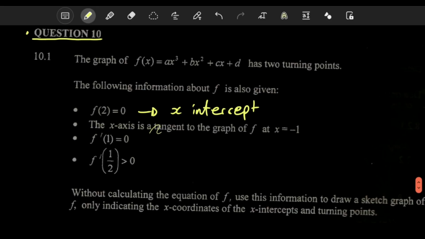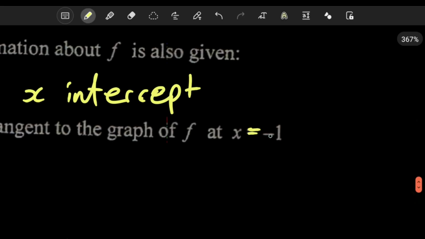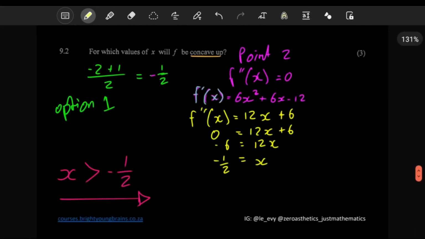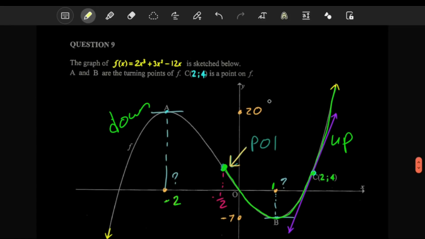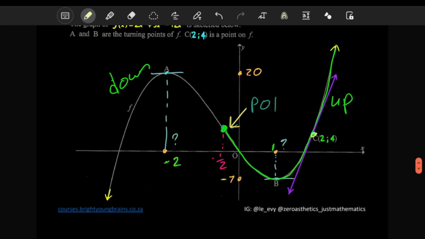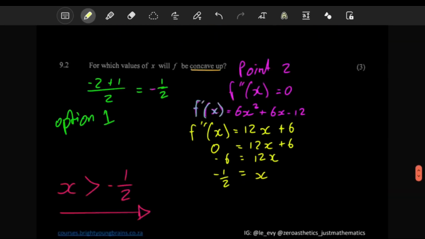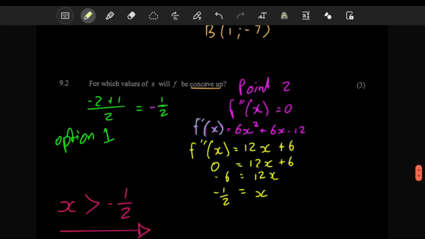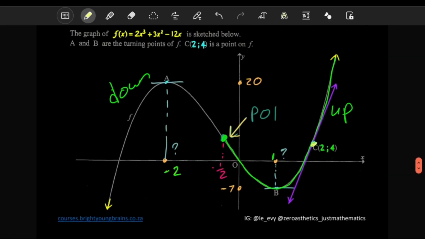Here they say the x-axis is a tangent to the graph of f at x is equal to -1. Remember, a tangent is just a line that touches your graph once at the point of intersection. Obviously, it always touches once at the point of intersection. What I mean is it's a line that's not going through the graph. It's not cutting it, you know. It's just grazing it at a point somewhere.